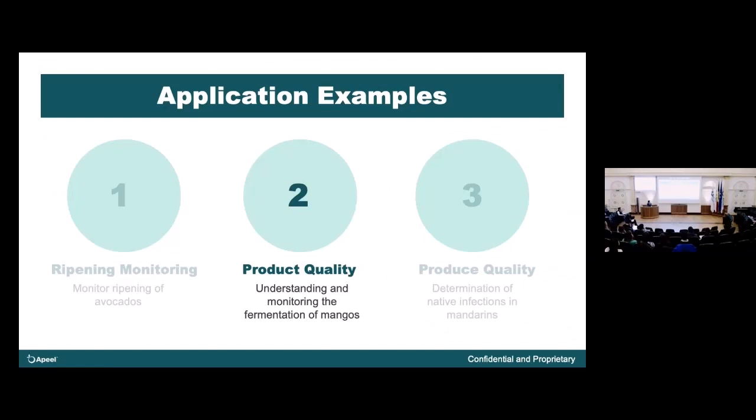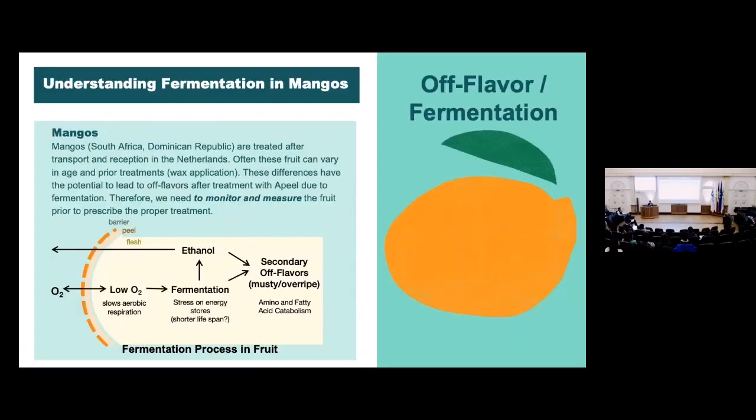The next is in product quality, so understanding and monitoring fermentation in mangoes. Mangoes are tricky. Again, working with our group in the Netherlands, they receive mangoes from South Africa and the Dominican Republic, and honestly, we don't really know what the history of these mangoes are. Sometimes they're picked real early, sometimes a little bit later, sometimes they're waxed, sometimes they're not, and that initial treatment and understanding what's happening early really affects how our product performs.